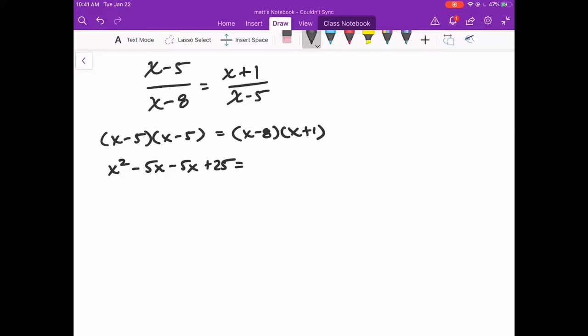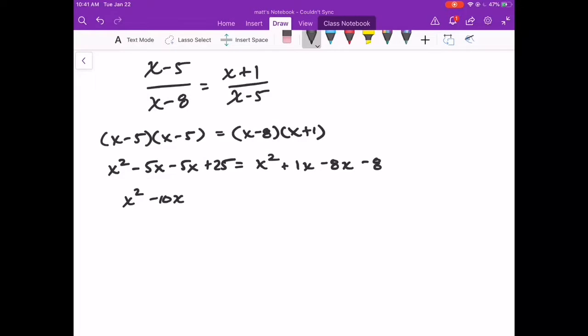On my right side, x times x is x squared. X times 1 is 1x. Negative 8 times x is negative 8x. And negative 8 times 1 is negative 8. Now I'm looking to combine like terms as much as I can. X squared minus 10x, negative 5x and negative 5x are the only like terms. Plus 25 is equal to x squared. And my only like terms are 1x and negative 8x, which is negative 7x minus 8.